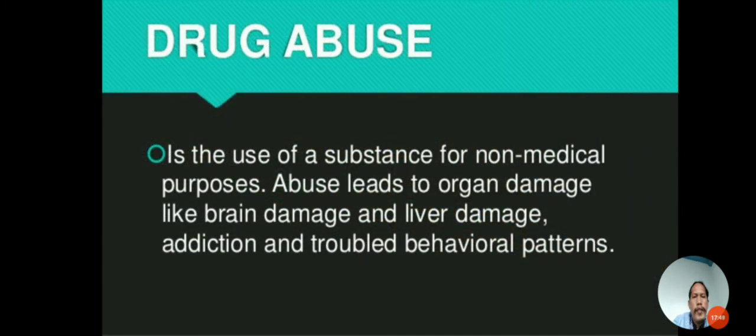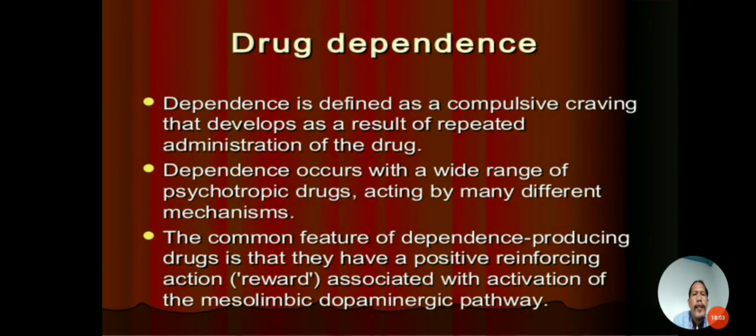Drug abuse is the use of substances for non-medical purposes, but abuse leads to organ damage like brain damage and liver damage, addiction, and troubled behavioral patterns. In drug dependence, dependence is defined as a compulsive craving that develops as a result of repeated administrations of the drug.